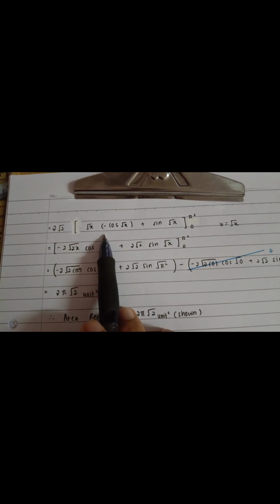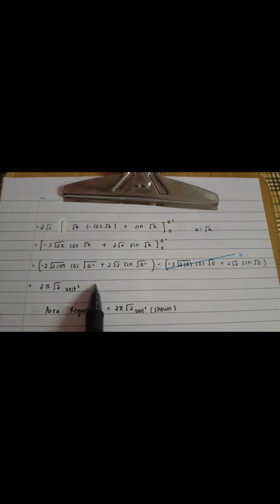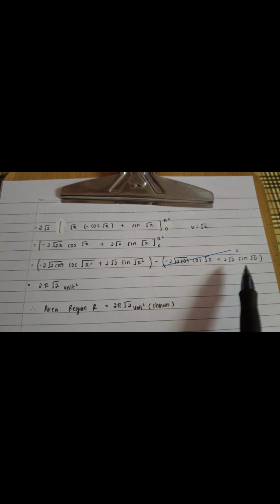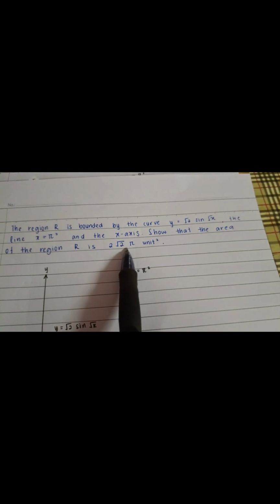When you get this equation, what we're going to do next is, we know that u is equal to √x, so we're going to substitute that in, and you will get 2√x times negative cos √x plus sin √x. Now you substitute the value of π² and 0 into the equation, where this side you will get 0 when you press the calculator, and this side you will get 2π√2 unit square, whereas the question asks to prove 2π√2 unit square. And now we've got the answer, so it's shown.